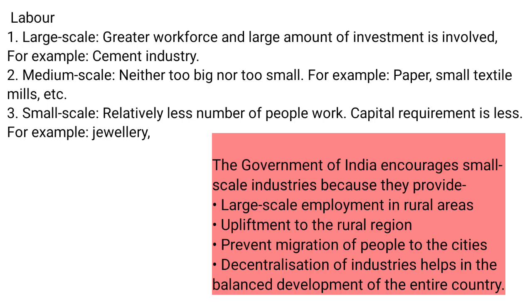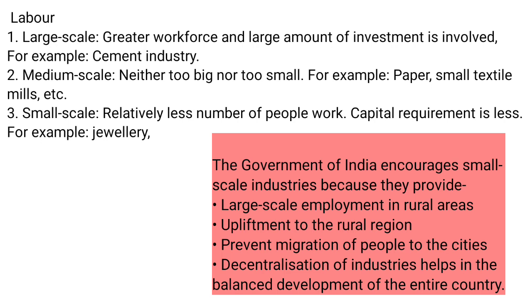For example, jewelry. Nowadays the government is emphasizing more on small scale industries. Why they are doing so is because it will provide large scale employment in the rural areas. With that it will lead to the development of rural sectors, and it will also provide employment opportunities which will lessen the migration of people to the city areas.